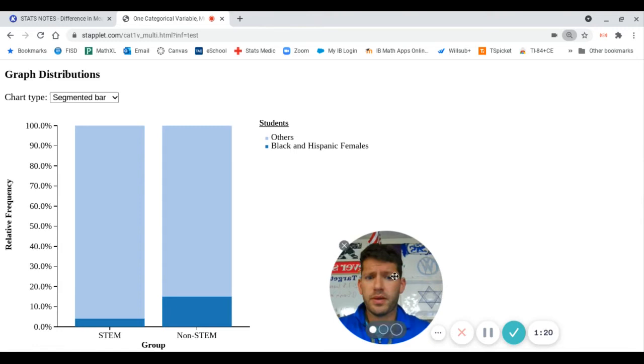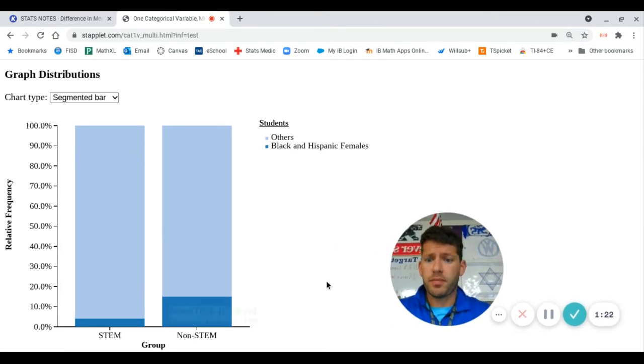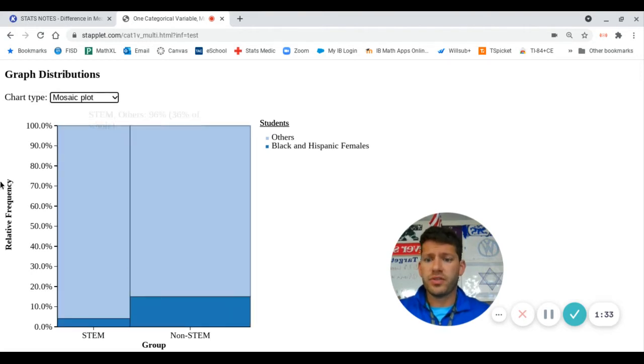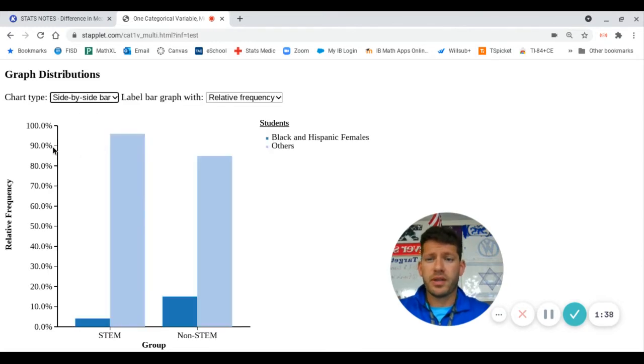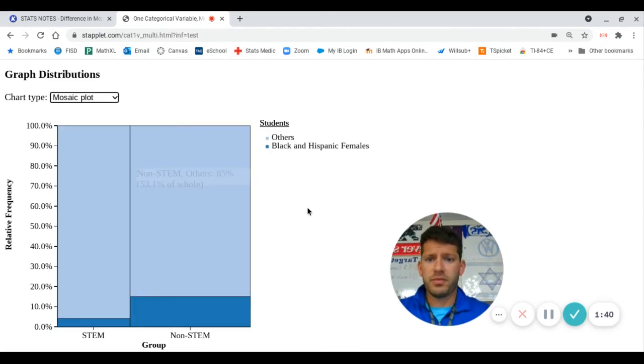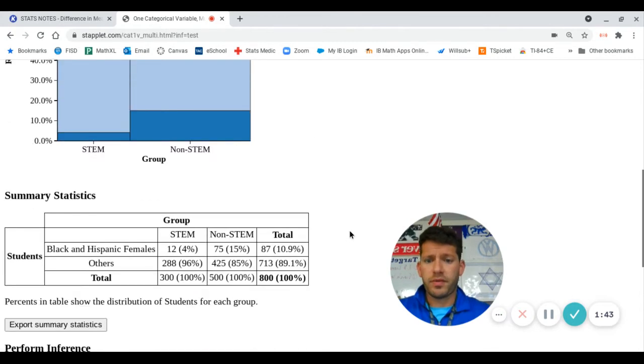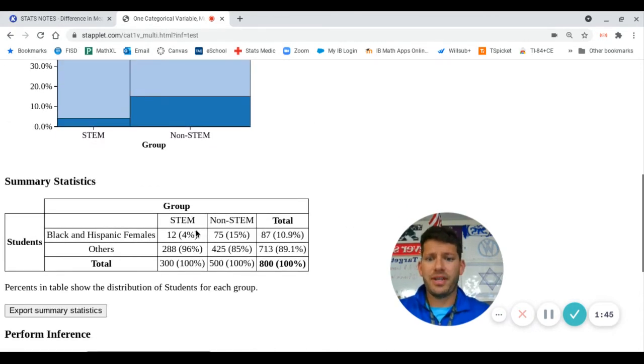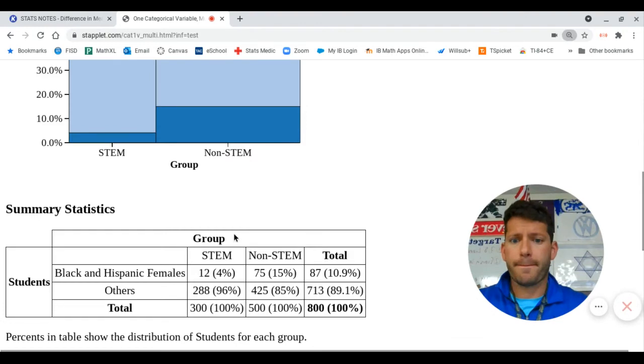Let me zoom out so we can see the whole thing. So you can see a segmented bar. You see that the relative frequency on the vertical axis here shows that it looks much smaller. It even says 4% and 15% versus 96 and 85%. Change it to a mosaic plot. That's just a prettier looking bar there. And we can do side by side. I kind of like this one. This mosaic plot looks pretty cool. We have summary statistics down here showing that there's 4% Black and Hispanic females in STEM, 15% in non-STEM.